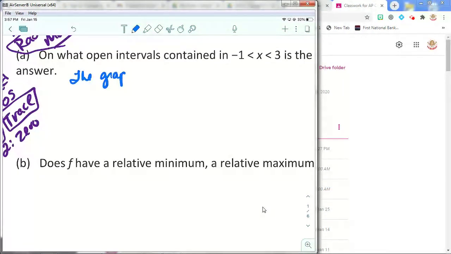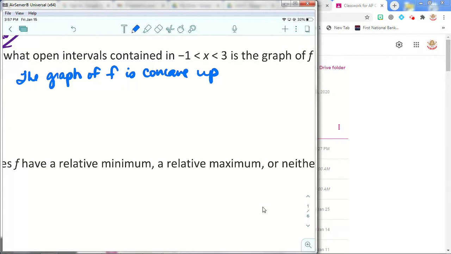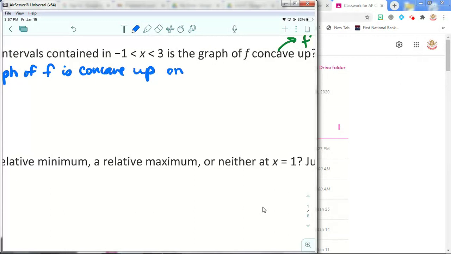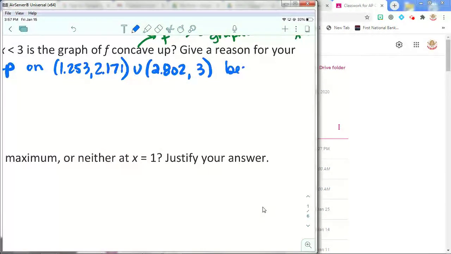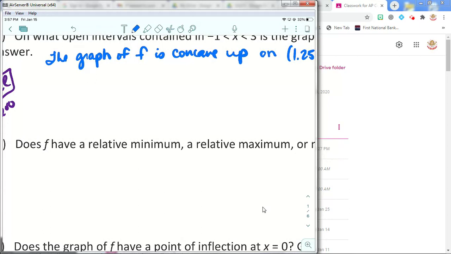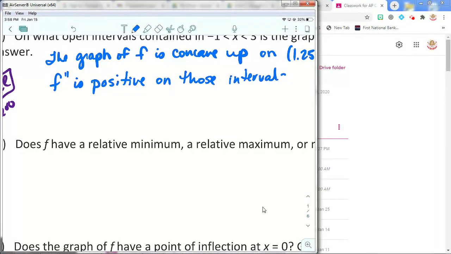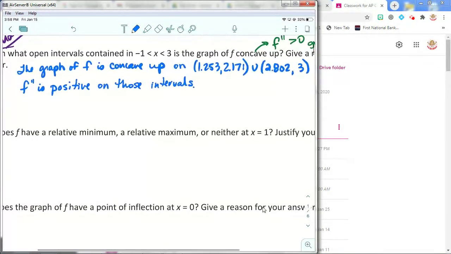So we're going to say the graph of f is concave up on what I just said, so 1.253 to 2.171 and 2.802 to 3. And then the reason is the second derivative, so f double prime, is positive on those intervals. Okay, it's too small for you to see all that at one time, but we'll try.